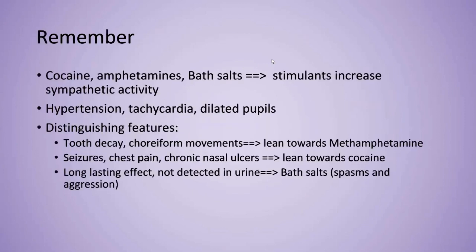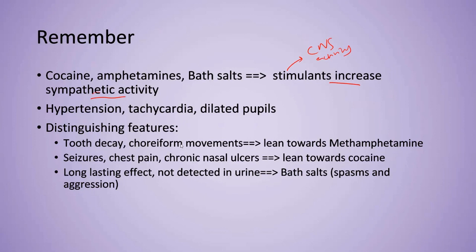Okay, so this is the most important slide. Cocaine, amphetamine, bath salts, they are stimulants, right? They increase, obviously, your CNS activity, and they increase your sympathetic activity. Hypertension, tachycardia, dilated pupils are common to all three. So what are the differences that you need to remember?